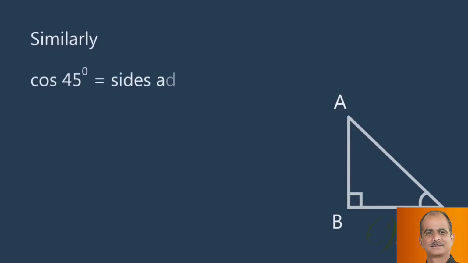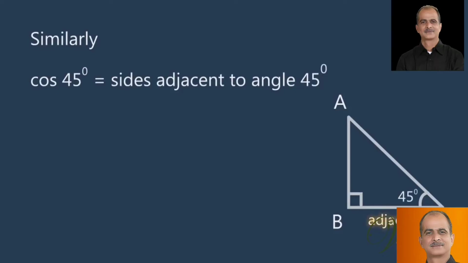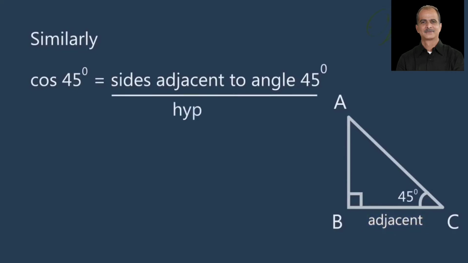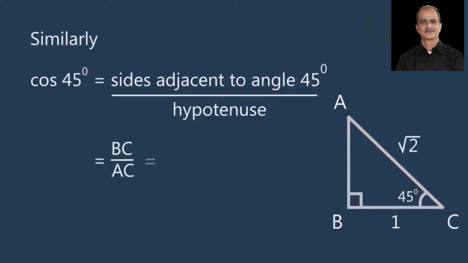Similarly, let us find the value of cos 45. As you know, cos 45 is equal to the side adjacent to angle 45 upon hypotenuse. So it is equal to BC upon AC. The value of BC is 1, AC is under root 2, and that's why it is equal to 1 upon root 2. Therefore, the value of cos 45 degrees is equal to 1 upon under root 2.